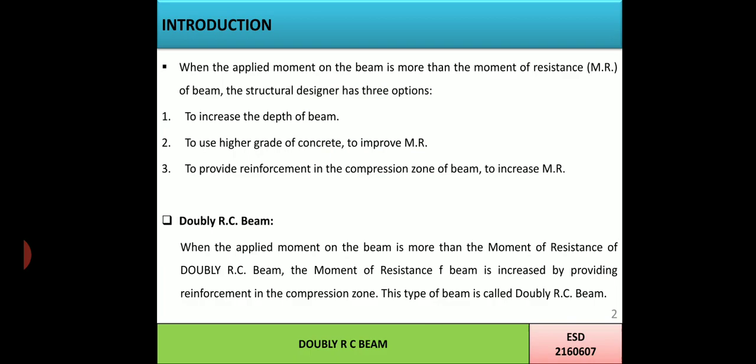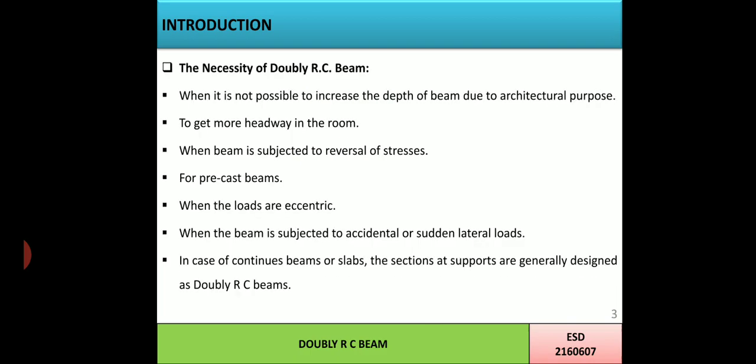Talking about the definition of WRC beam, as we have already discussed above, when the applied moment on the beam is more than the moment of resistance of the beam, the moment of resistance of the beam is increased by providing the reinforcement in the compression zone. This type of beam is called the WRC beam. Now, moving further, the next slide.